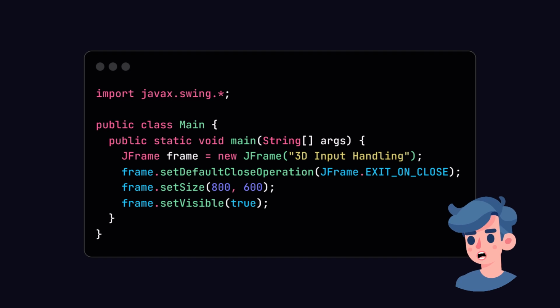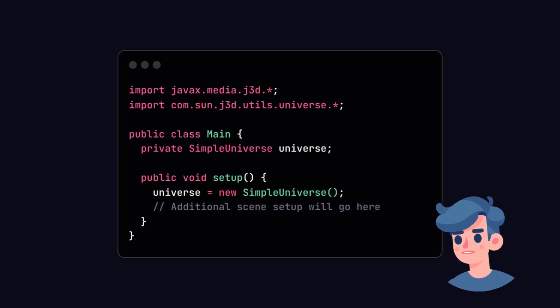Let's start by creating a simple Java application structure. We'll initialize our JFrame where our 3D canvas will reside. Next, we need to set up the 3D scene within our JFrame. We will incorporate Java 3D, creating a simple 3D universe.